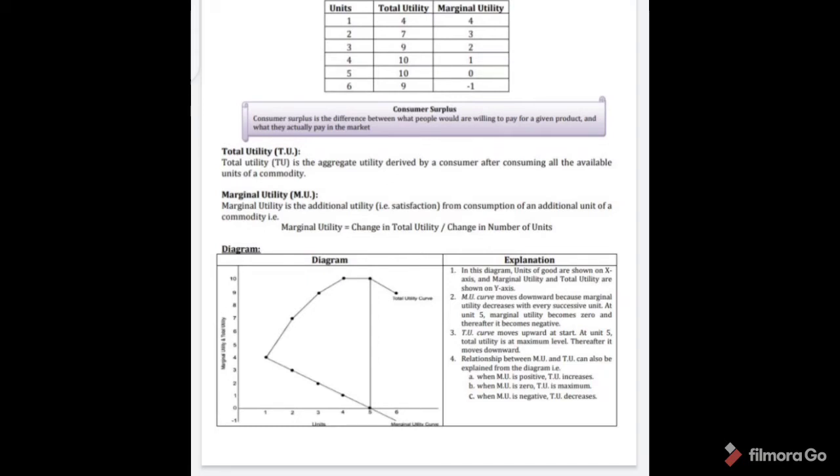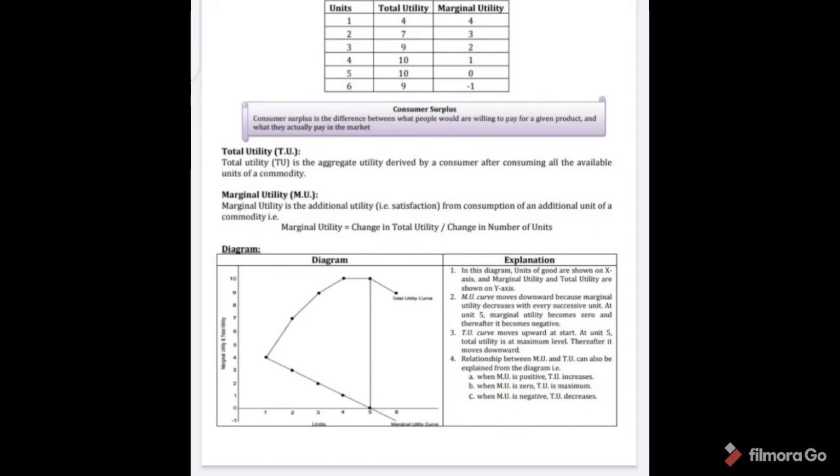Number 9, taste or fashion should remain the same during consumption. The consumer taste and the fashion trend should also remain the same throughout the process. Here we have got a table or schedule. With the help of this table, we have got this diagram below here. We have got total utility and the marginal utility. First, we should know about them.